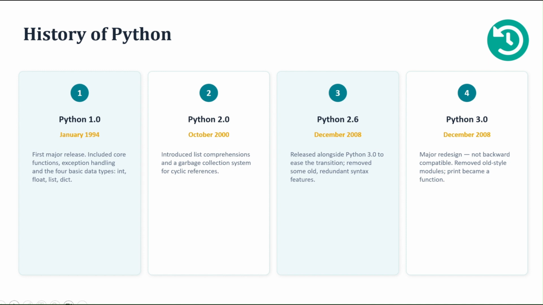Python 2.6 released in December 2008, basically a bridge version to help devs move from 2 to 3 smoothly. And then Python 3.0, also December 2008. This was a huge redesign, not backward compatible, cleaned up a lot of old stuff, and made print a function instead of a statement. Today we use Python 3, so whenever you install Python, always go for Python 3.